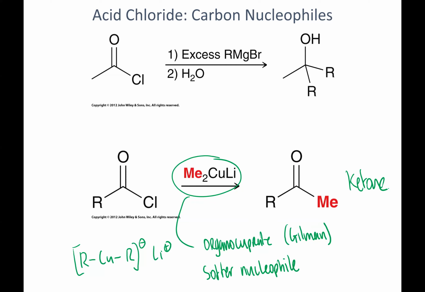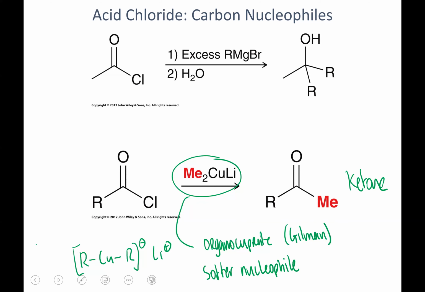So we can reduce an acid chloride to give us an aldehyde by using a modified lithium aluminum hydride type reagent. And we can react an acid chloride with a modified Grignard type reagent, the Gilman reagent or the organocuprate, to give us a ketone. So instead of going all the way down to the alcohol oxidation level, we stop at that ketone oxidation level.